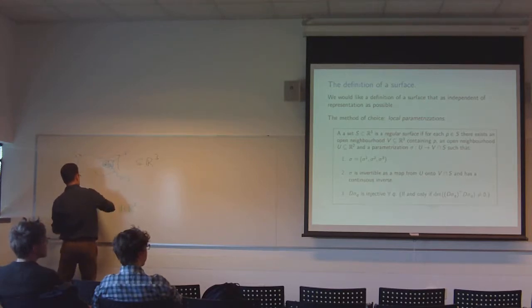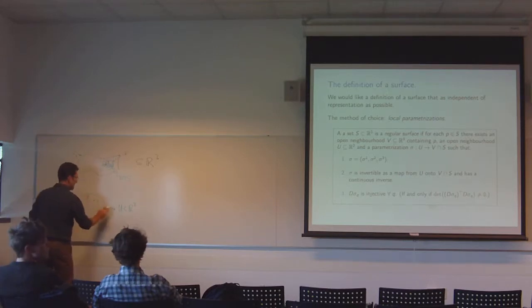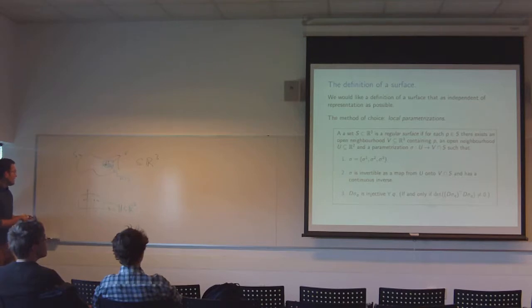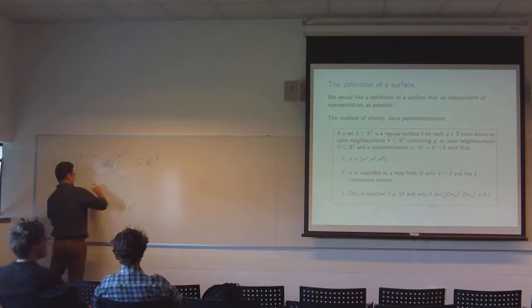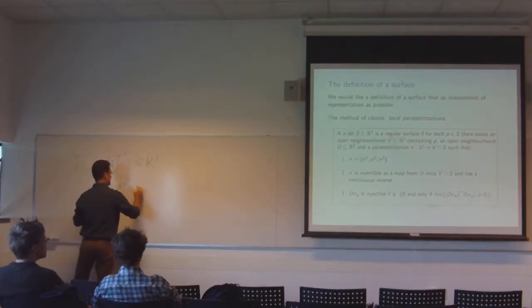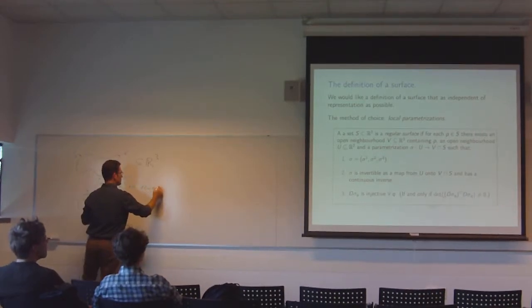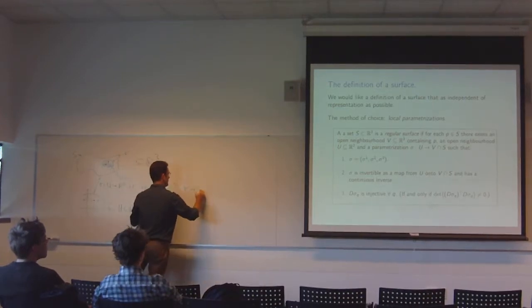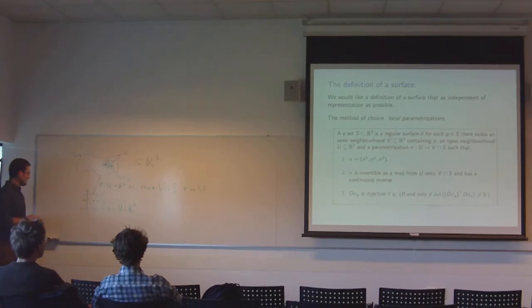And you have a mapping which sends, so here's my domain U. This guy here is my domain U. And finally you have a mapping from this ball into R3. So sigma maps U into R3, such that sigma of U belongs to this ball here, V intersect S, for all U inside U. So this green guy here is the parameterization, the local parameterization.